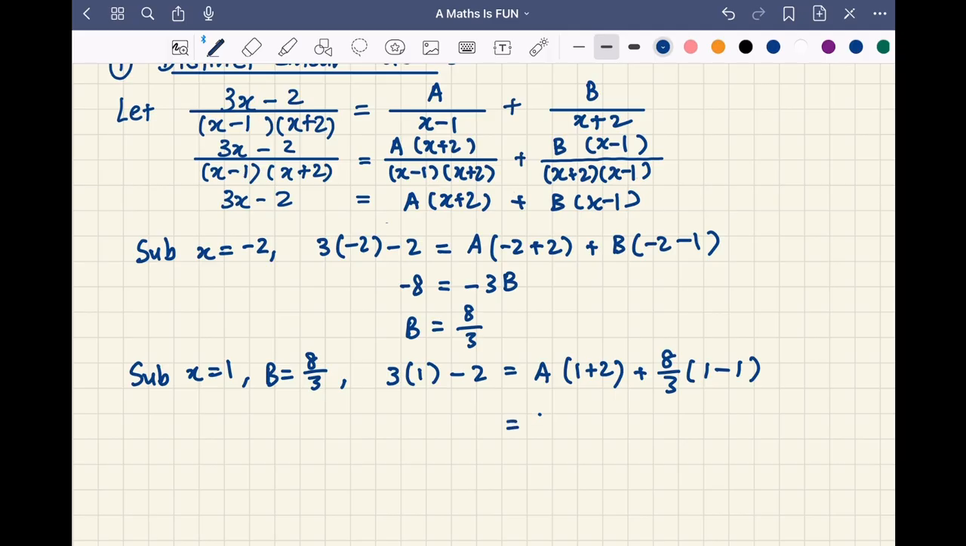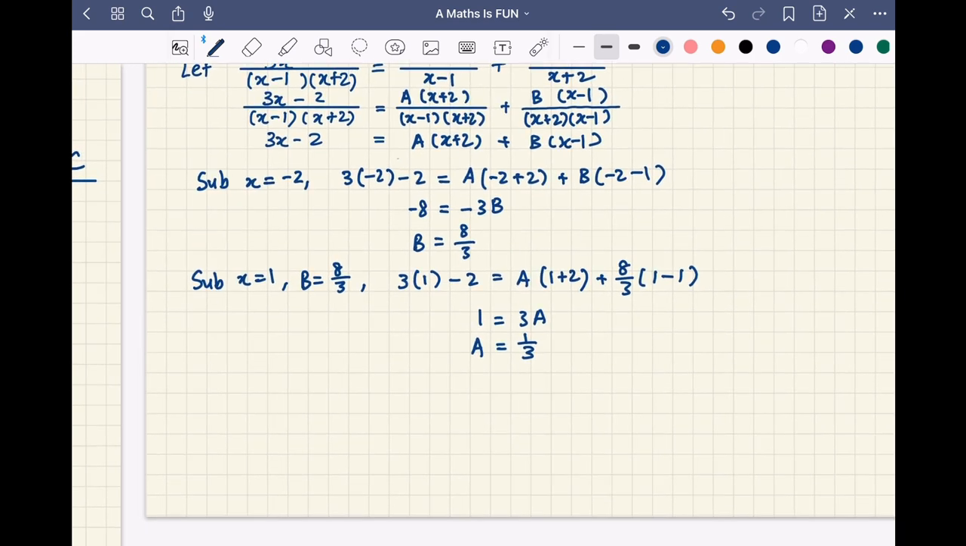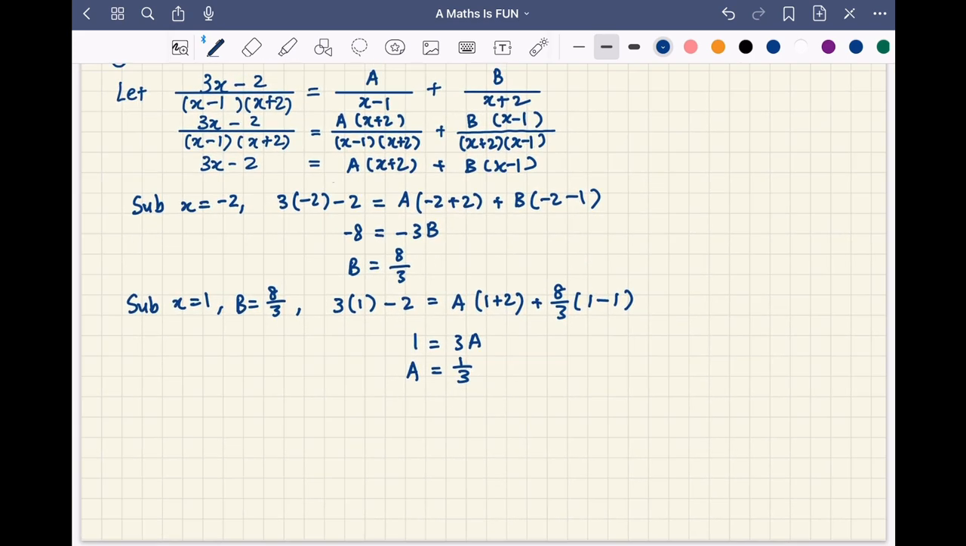So what you have is 3a equals 1. And then solving that, we will get a equals 1 over 3. Now, up to here, you're not done yet. This is not the final step. You still need to show the decomposition of the original fraction. So you should still put it back to that.